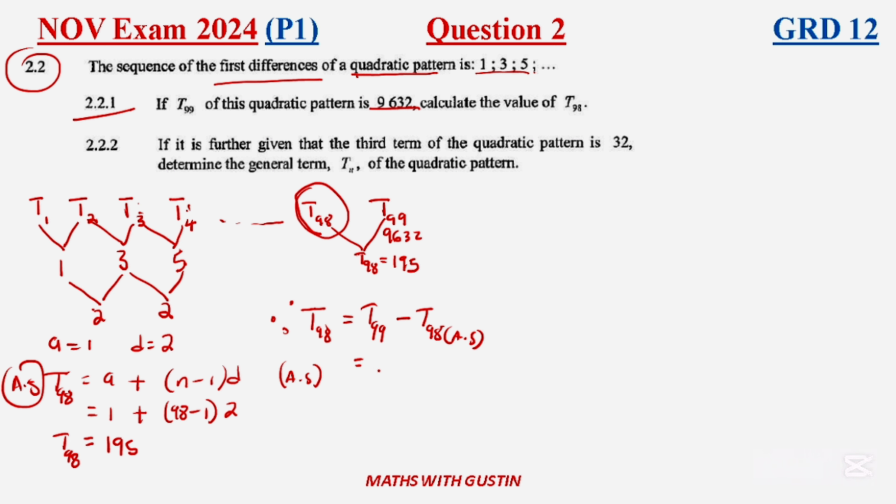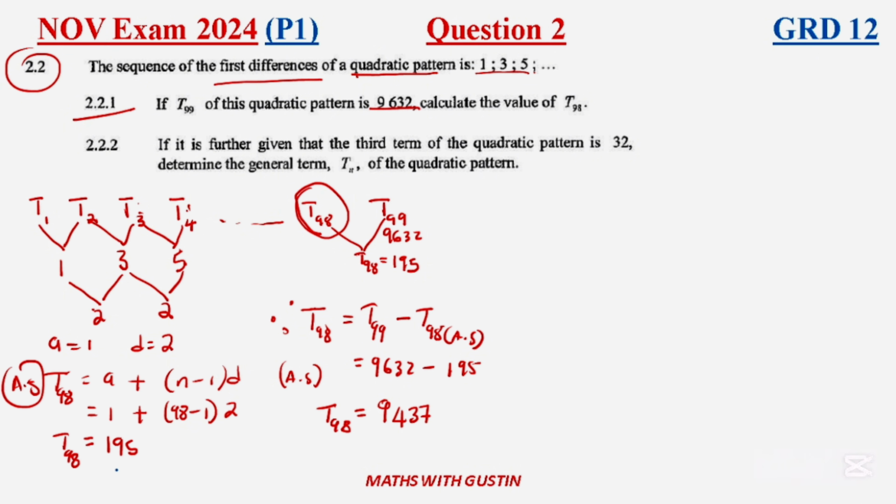All right, so T99 is going to be 9632 minus, and then the one for arithmetic, which is 195. Therefore, it gives us T98 for the quadratic is going to give us, I'm getting 9437. Okay, great stuff. And that's how you would deal with a question like this one, guys.